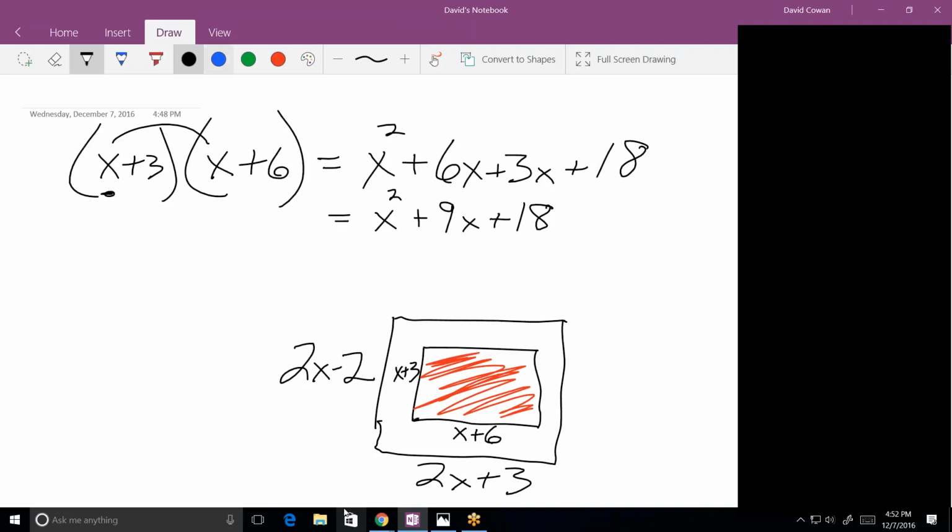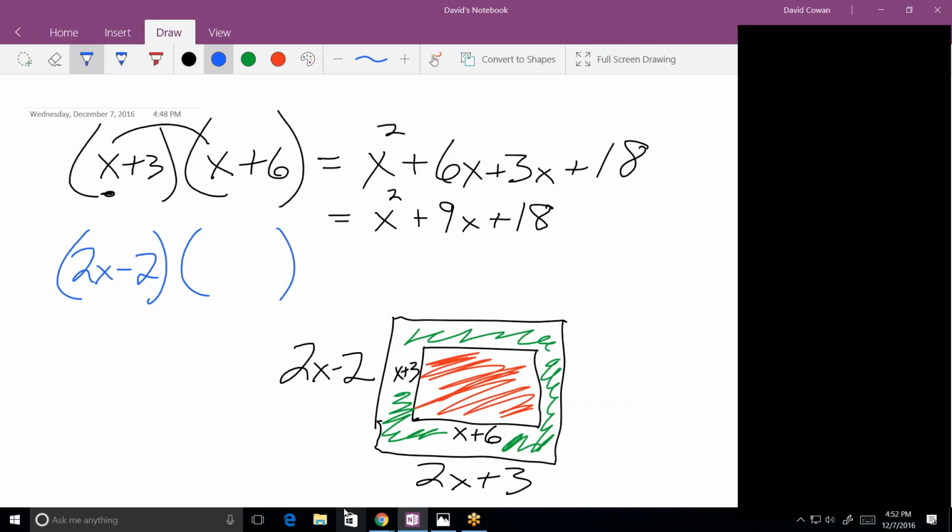Now they probably want the area of the frame itself, right? Yeah. Then they want the area of both the frame and the picture. Okay, so let's do that. So I'll use blue for that. So what times what? 2x minus 2 times 2x plus 3. Do that multiplication?